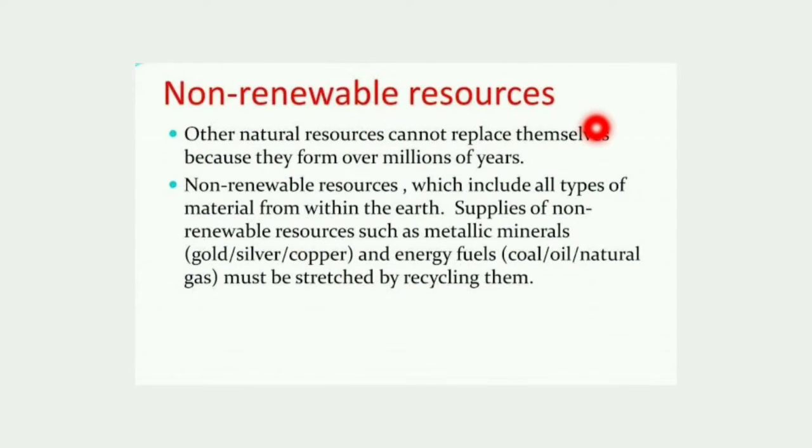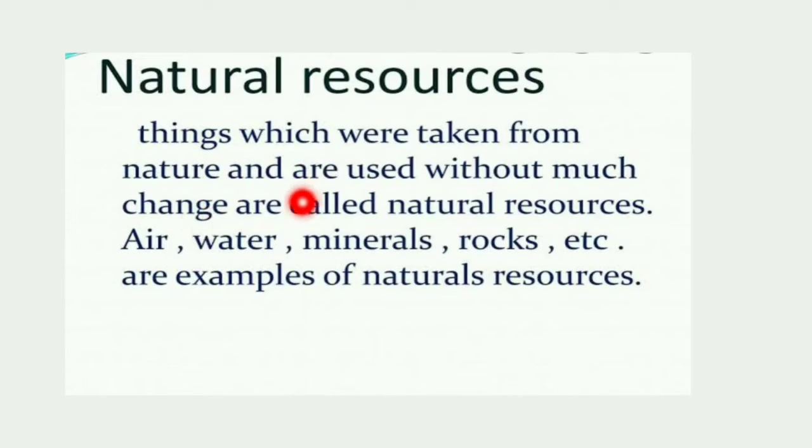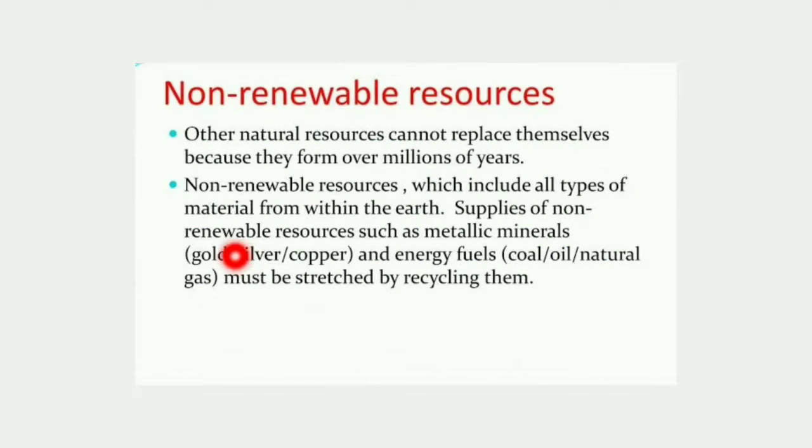So all of these things can be used and they have a continuous supply. Now the non-renewable resources: other natural resources cannot replace themselves because they form over millions of years. For air, we can have a continuous supply, but some things are non-renewable, that means we cannot renew them or make them by ourselves. They are called non-renewable resources, which include all types of material from within the earth.